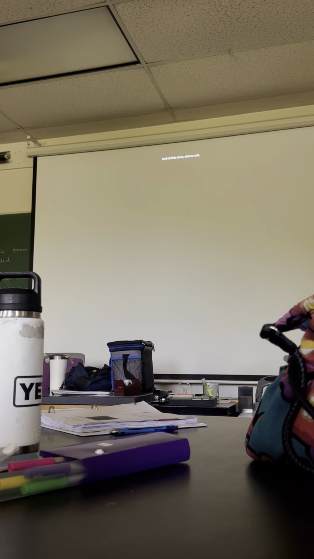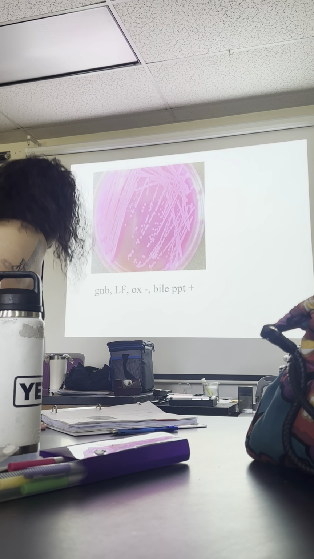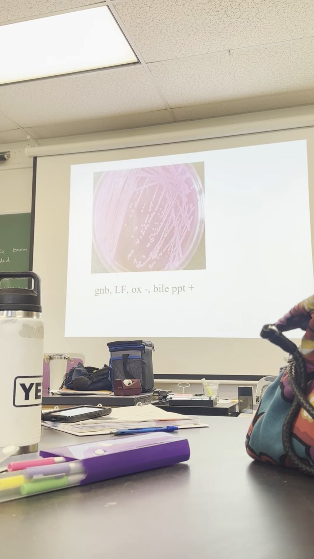Okay? Here we have a gram-negative bacillus that's a lactose fermenter. It's oxidase negative. It has bile precipitate. What two organisms does this particular grouping of characteristics represent? What two genera? Not Enterococcus, thank you. This is a gram-negative bacillus. E. coli and Citrobacter freundii. Very good. Any questions? Don't go anywhere.